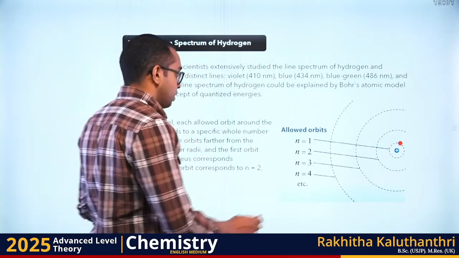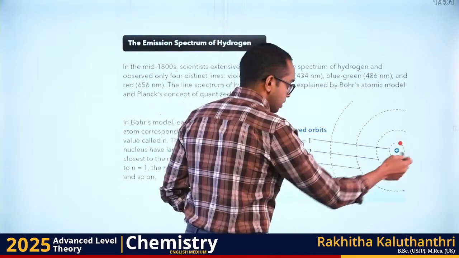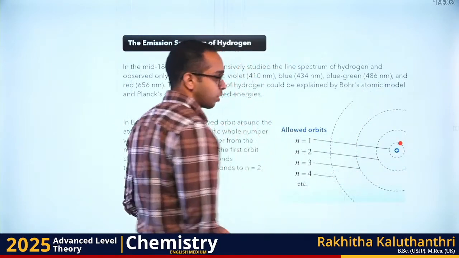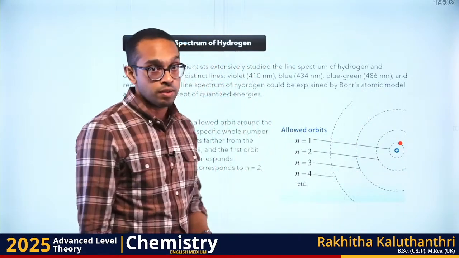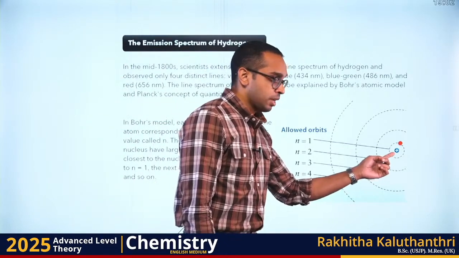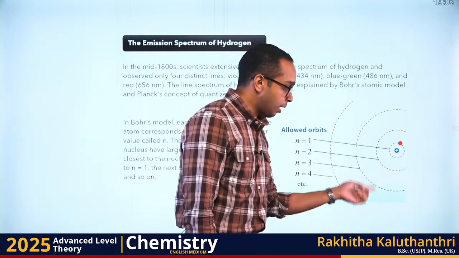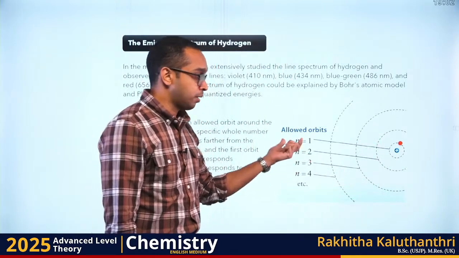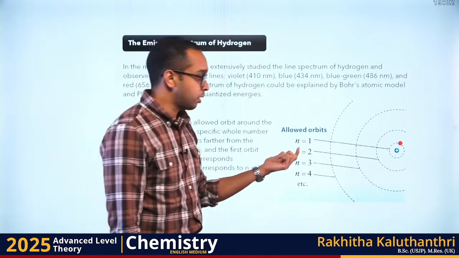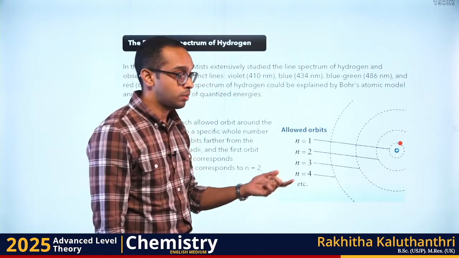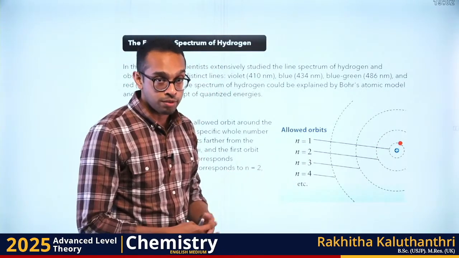So if you take a nucleus, around the nucleus there are going to be allowed orbits, or in other words, allowed energy levels. In O levels you would have named these energy levels K, L, M, N and so on. But now we are going to be mainly addressing them by their energy level number, or we can call them principal quantum number. We'll be learning about quantum numbers after this.